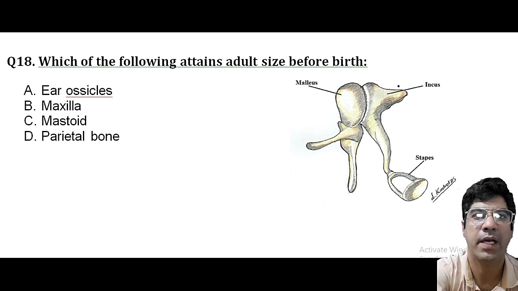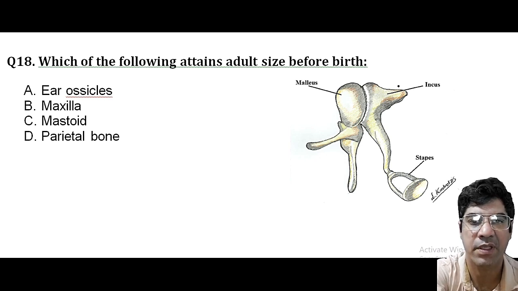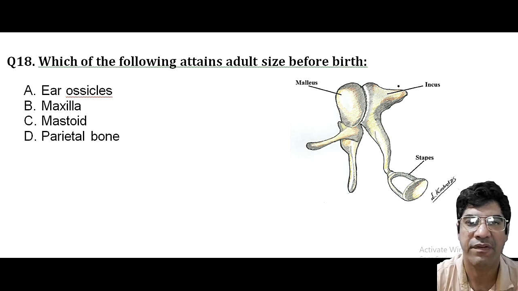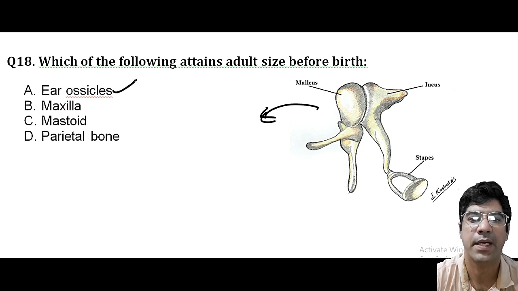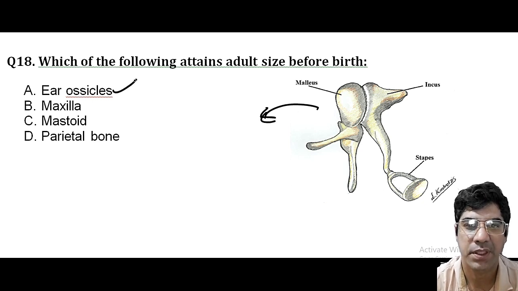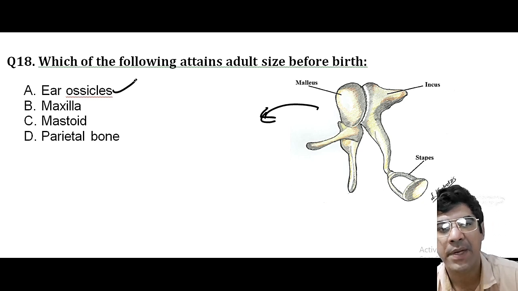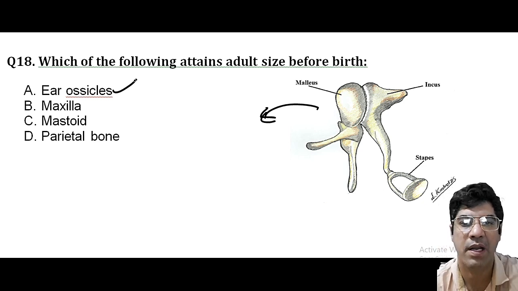Which of following attains adult size before the birth? The answer is ear ossicles. The ear ossicles consisting of malleus, incus, stapes, they are almost of adult size at birth. So remember that. So these bones play a role in the transmission of sound vibration to the inner ear. So these are well developed and functional shortly after birth.